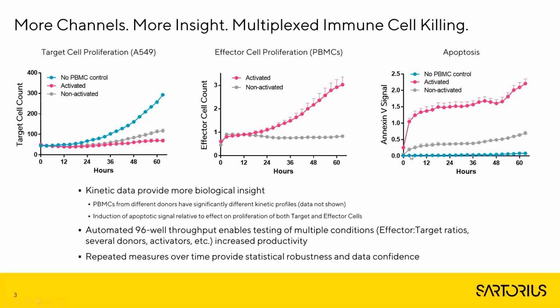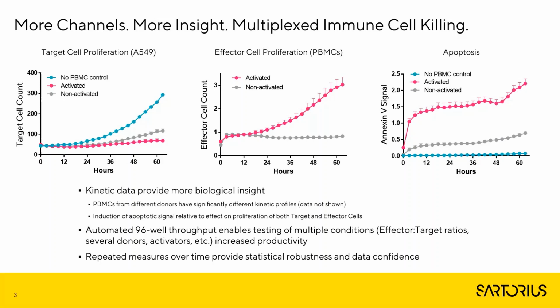So again, no PBMC control, we see no cell death. We do see a little bit of cell death when the PBMCs are added. Those are probably dead or dying PBMCs as the culture is initiated, and then a rapid cell death of the target cells as the experiment progresses. This kinetic data, we believe, provides more biological insight.